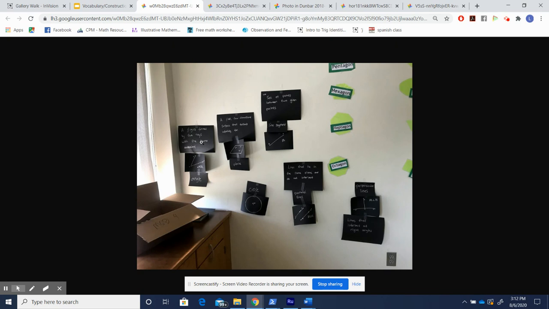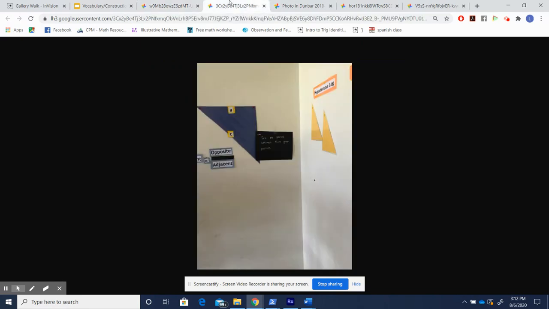In this way, this type of activity both engages students by making them actively think and talk about the vocabulary that they're working with, and also builds a sense of community where they're communicating and working with each other to get this done. Here's what it looked like.